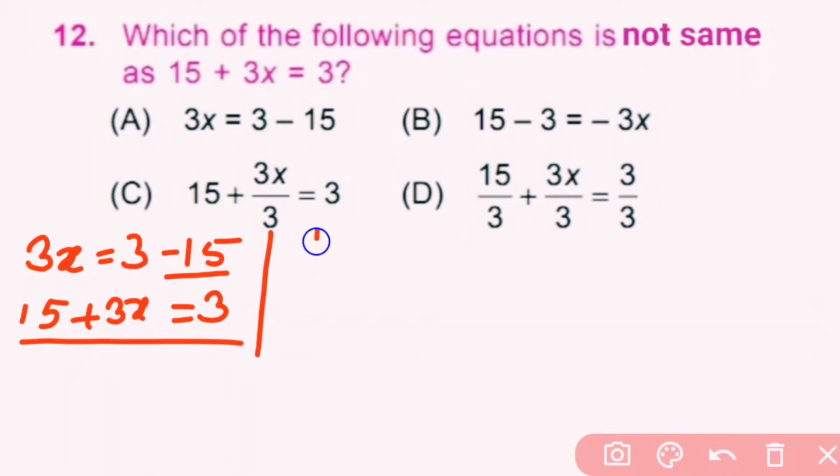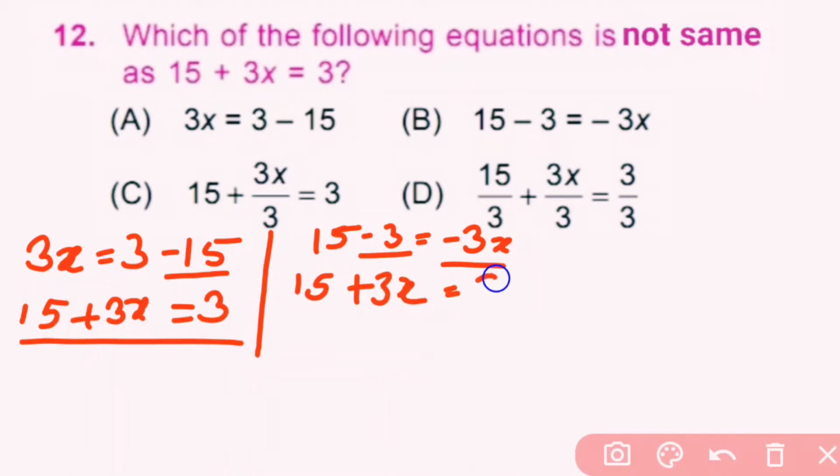Now option B, 15 minus 3 is equal to minus 3x. Now we take minus 3x this side, so it will become plus 3x. And this minus 3 will become plus 3 this side, and this equation is the same as the given equation.